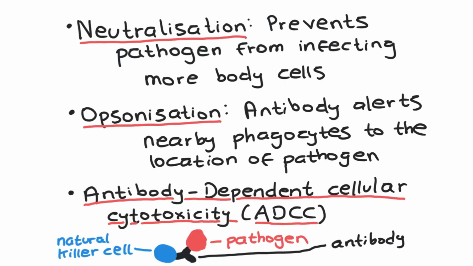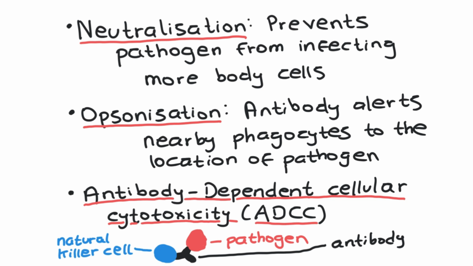So firstly, neutralization can occur. When the antibody binds to the antigen on the pathogen, for example, it will prevent that pathogen from infecting other body cells. So it acts as a kind of containment measure. Next, you have opsonization. Opsonization refers to the process by which the antibody binds to the antigen on the pathogen and then subsequently alerts nearby phagocytes to the location of the pathogen. So it acts as a signaling molecule. In this example, the antibody is acting as an opsonin, hence the name of the process, opsonization.